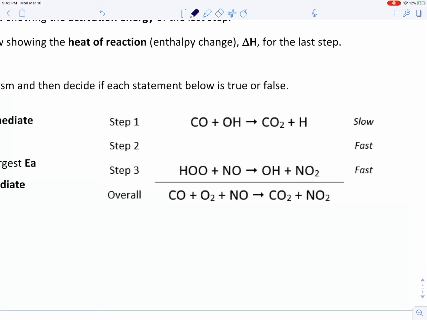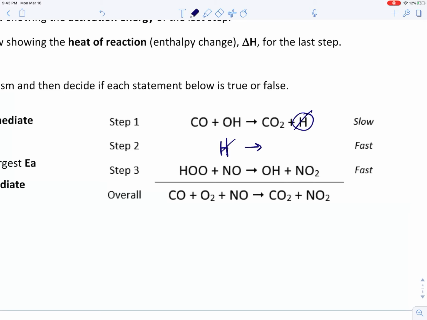So what I usually do is first focus on things that are in step 1 or step 3 that aren't supposed to be there because they don't appear in the overall reaction. For example, the H in step 1 as a product is not in the overall reaction. So if it was a product in step 1, it's not a reactant in step 3, so the H would have to be a reactant in step 2, so that would cancel out.